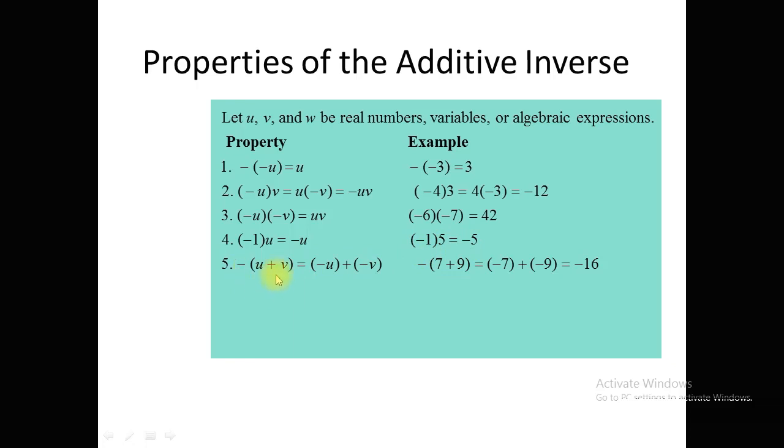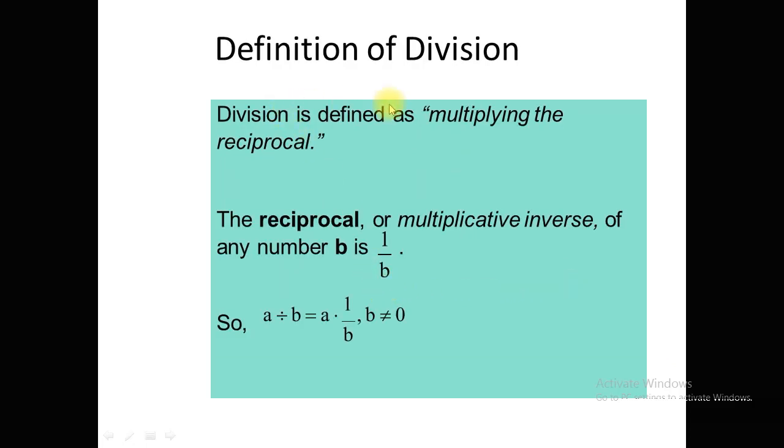Similarly, minus of u plus v is equal to minus u plus minus v. For example, minus of 7 plus 9 can be written as minus 7 plus minus 9, which is equal to minus 16. Now, the definition of division. Division is defined as multiplying by the reciprocal. The reciprocal, or multiplicative inverse, of any number b is 1 over b. So a divided by b means a times 1 over b, where b does not equal 0.